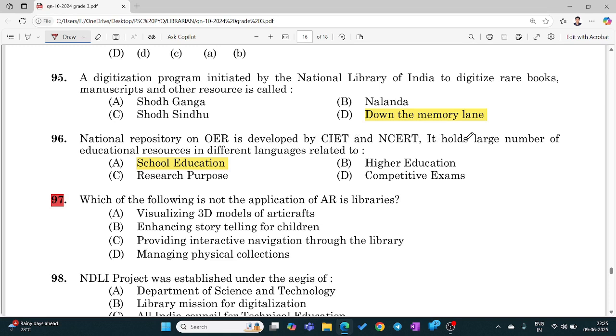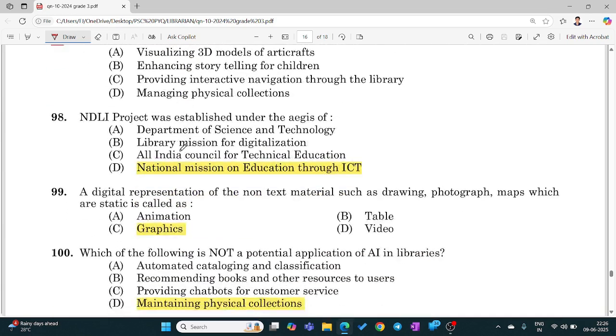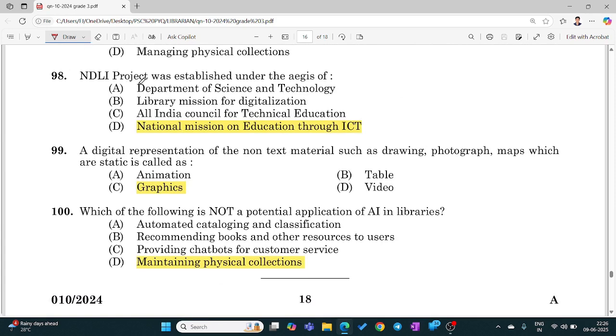It holds a large number of educational resources in different languages related to school education. 97th question is a cancelled one. NTLI project was established under the aegis of National Mission on Education through ICT. A digital representation of non-text material such as drawings, photographs, and maps, which are static, is called graphics.